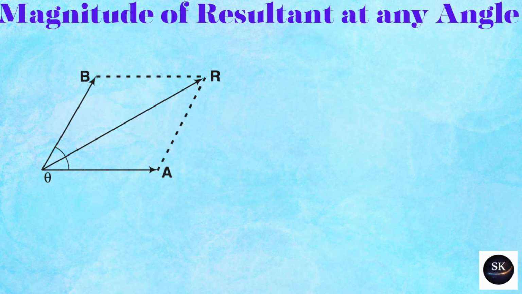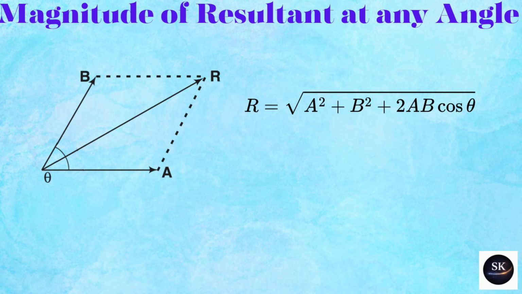The formula is this: the magnitude of resultant of two vectors a and b, which is denoted by r, is equal to under root magnitude of a squared plus magnitude of b squared plus 2 times magnitude of a into magnitude of b multiplied by cosine of angle between them. To use this formula, we should know how to calculate angle between two vectors.